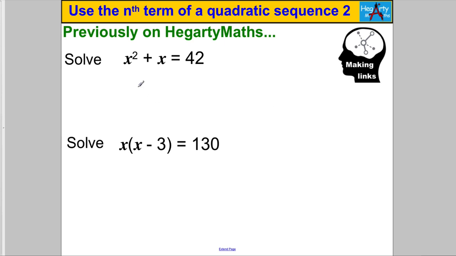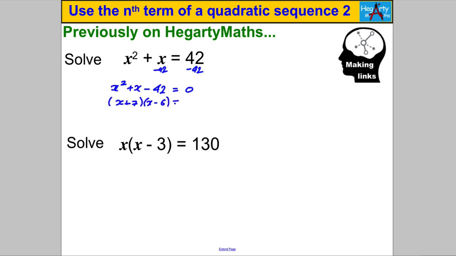Okay, I would have liked you to realise they are both quadratic. In order to solve a quadratic, you need to make one side equal 0, so you would subtract 42 off both sides of the equation. On this side here, you would have x squared, add x, subtract 42 is equal to 0. You'd try then to factorise before you tried completing the square or using the formula. That does factorise to x add 7, x subtract 6 is equal to 0.